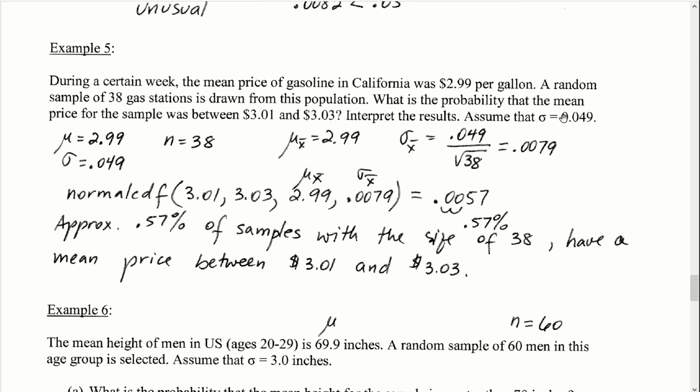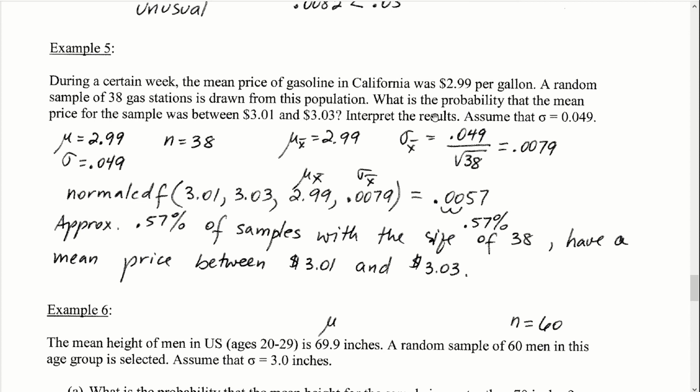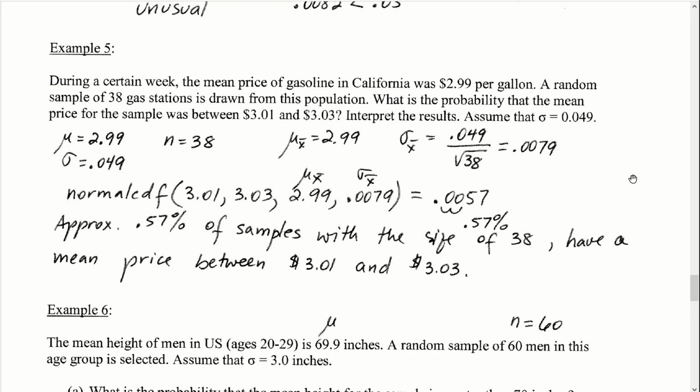We want to compute the probability that the mean price for the sample was between 3.01 and 3.03. That is going to be in the sampling distribution. Before we use the normal CDF, we have to see whether we would expect our sampling distribution to be normal. Once again, we have a large enough sample size. We have a sample of size 38, which is certainly more than our benchmark of 30 or more. So we know the sampling distribution will be normally distributed, which means we can use the normal CDF function. Again, it's a good idea to sketch that curve. We'd expect a bell-shaped curve with a mean corresponding to mu sub x bar, which is 2.99.